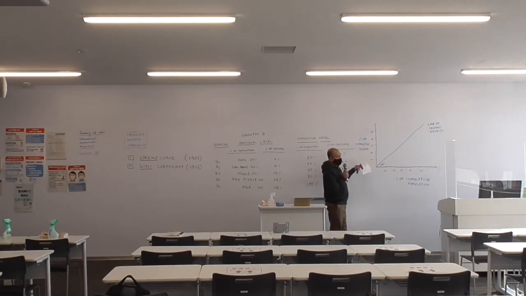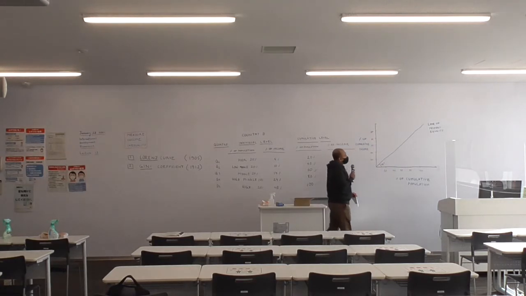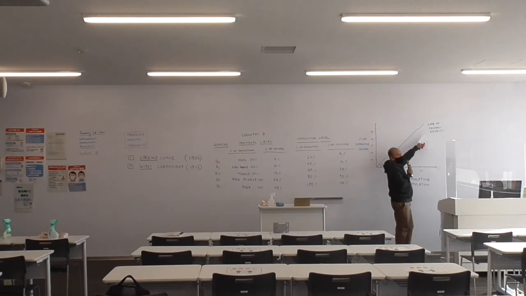And by using this framework, we will try to explain the Lorentz curve, and we will also try to calculate the Gini coefficient. As I asked you in the last lecture, and you got the right point. So this 45-degree line, right? This 45-degree line means the line of perfect equality.